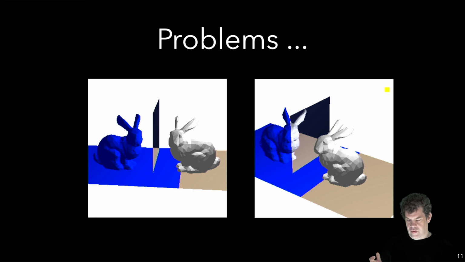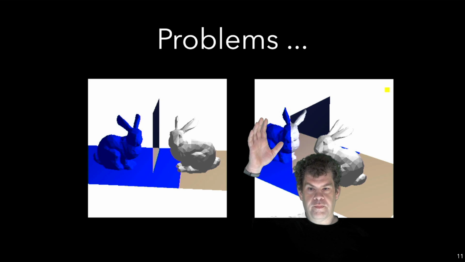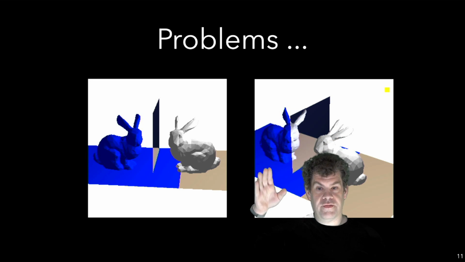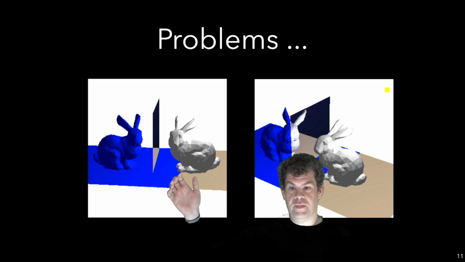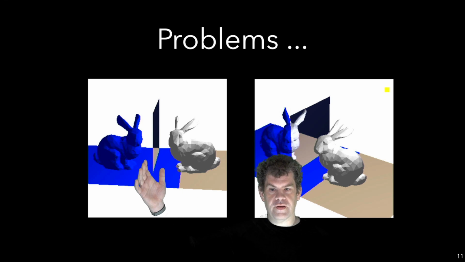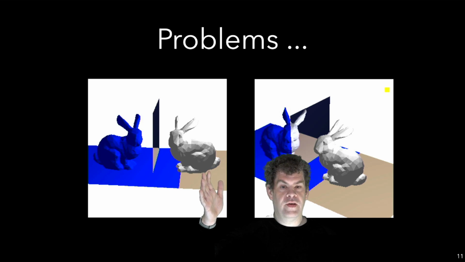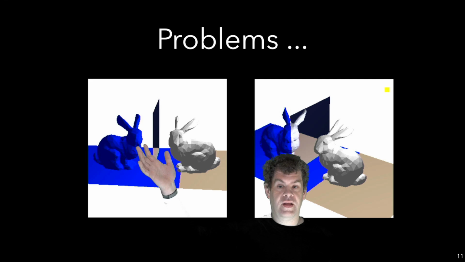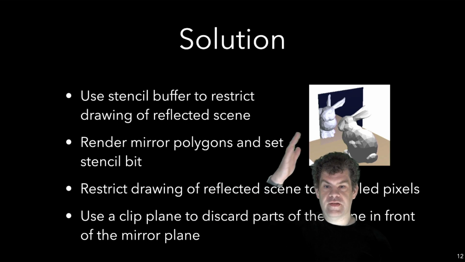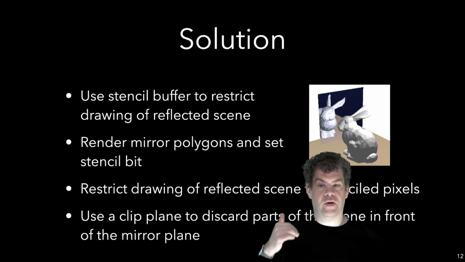You see that these parts, when this is the mirror, I want to see the mirrored bunny here, but none of this should be visible. The same here, none of this should be visible, right? In particular, the mirror scene extends towards the real scene, and there's a couple of things that are incorrect. What I would like to see is something like this here, so everything else should be chopped off.